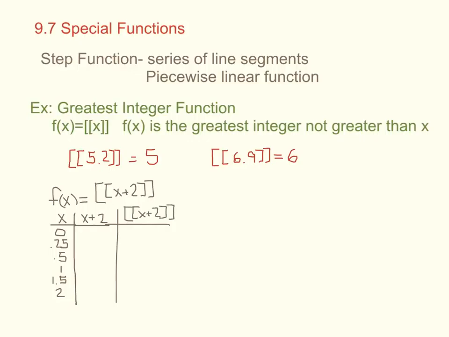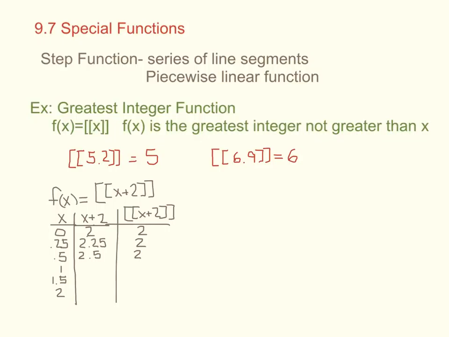So if I plug in 0, I'm going to get 0 plus 2, which is 2. The greatest integer function of that is 2. It can be equal to that, but it can't be bigger than 2. If I plug in 0.25, I'm going to get 2.25. Remember, the greatest integer that it's closest to, can't be bigger than it, is 2. Same thing here. I'm going to get 2.5. The greatest integer here is 2. Yes, it's in between 2 and 3, but I can't go with an integer that's bigger than that number.